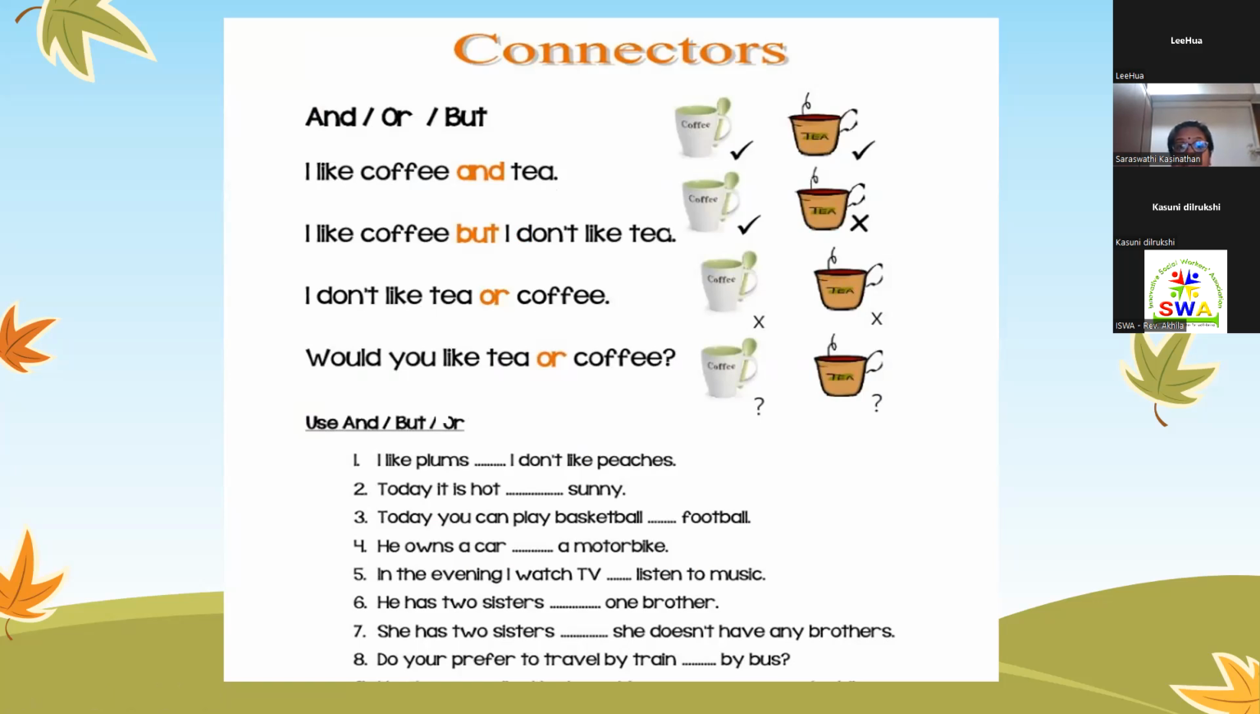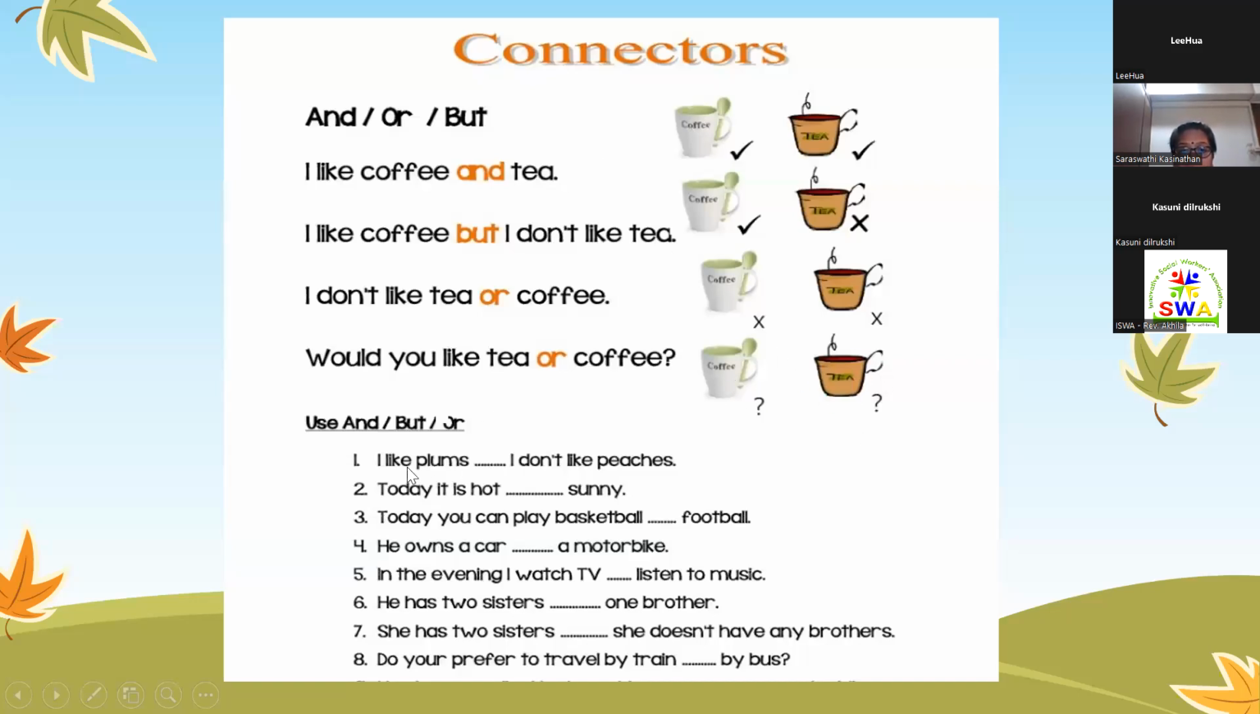accepted, right? I like coffee, but I don't like tea. So but is used for only one of it has been chosen. I don't like tea or coffee. So when neither of them are accepted or chosen. Would you like coffee or tea? Again, here is when you ask which one. That means the choice is only one.